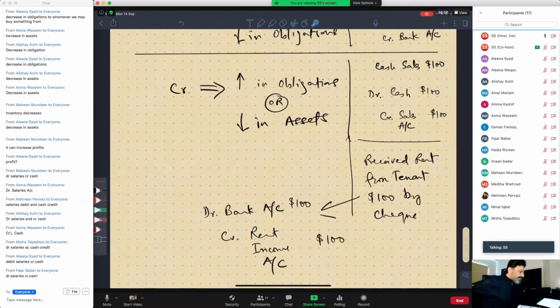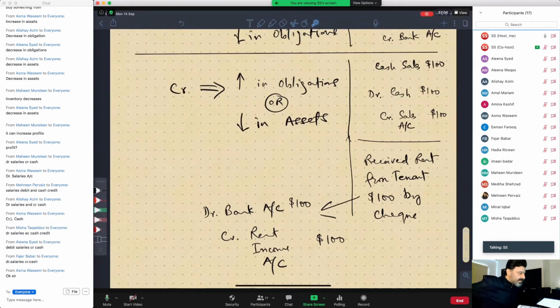Right? Okay. Asma, say both parts in one sentence, otherwise they break apart. Fajr says debit salaries credit cash. Excellent. We have all identified it correctly.